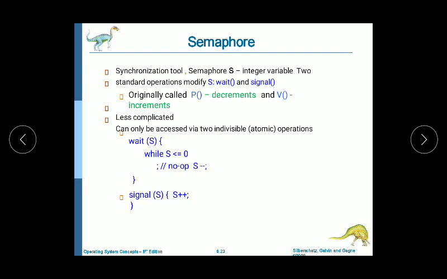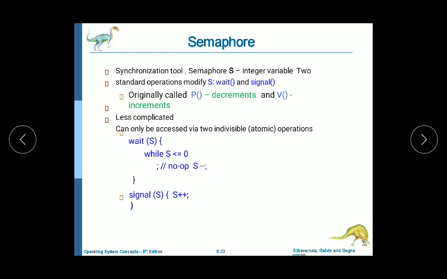Otherwise, consider this s minus minus in the next statement. Okay, next line. Otherwise, if this is not true, this means the s value is positive. If the s value is positive, we have a sufficient number of resources. So out of the sufficient number of resources, one resource has been taken out, so s minus minus.